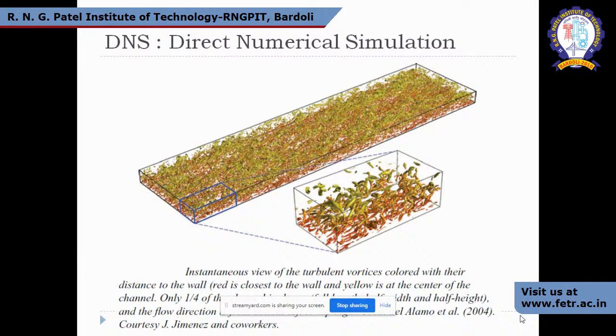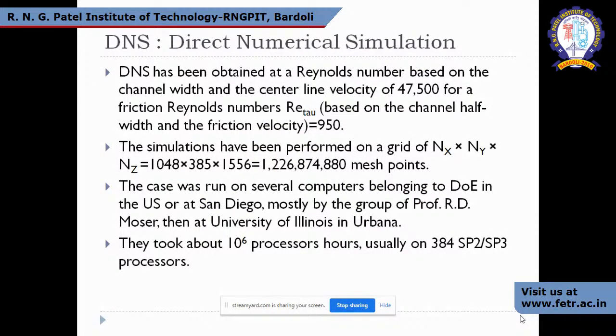If you want the details of this flow, this is a DNS simulation obtained at a Reynolds number of 47,500, and they have used a grid size NX by NY by NZ of 1048 cross 385 cross 1556. So the mesh points are almost 1.22 times 10 raised to 9. The time required to calculate this kind of flow is 10 raised to 6 processor hours, and they have used 384 processors.